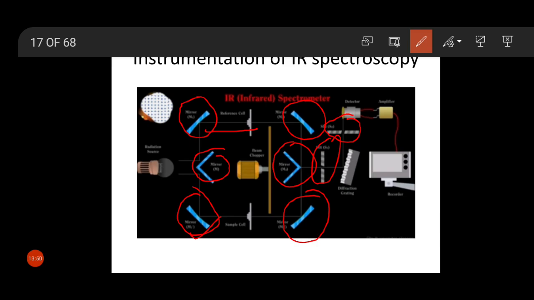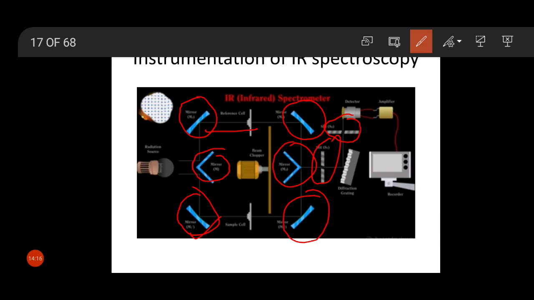Okay, now the chopper will send the sample radiation. At that time, reference radiation will not reach the detector. The sample radiation also follows the same steps, and it will reach the detector, and this alternate process will continue throughout the analysis.